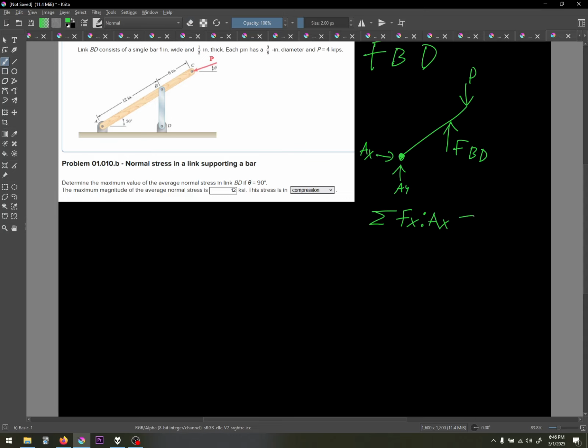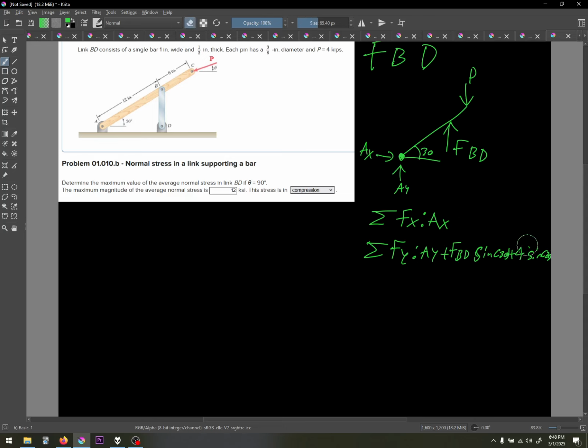So the sum of the forces in the y are going to be AY plus F_BD sine of 30 plus P sine of 30. And we know that P is 4, so plus 4 sine of 30.